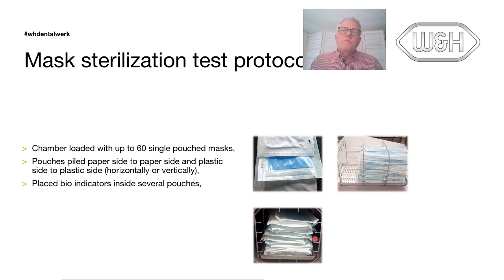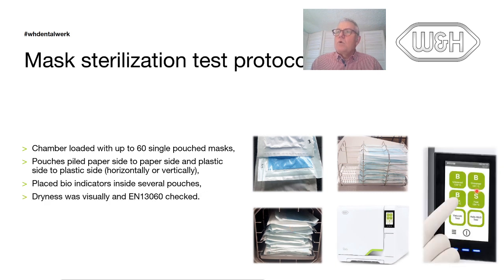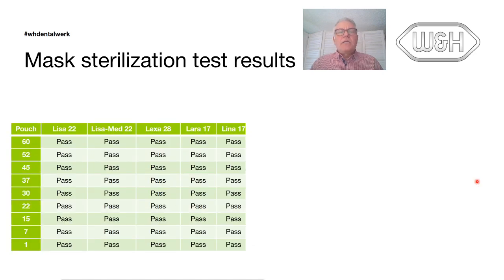and to dry. For some countries, we have to run biological indicators, so we have put several indicators in different pouches: pouch number 1, number 7, 15, 22. So we split them inside the load to check that at every level we met the sterilization conditions. We have used our B-type cycle at 121, this one. Dryness has been checked. We also double-checked with the external laboratory. So all our models, you will recognize the one you have, they passed the test. This is pouch 60, 52. You see all the bioindicators were passed.